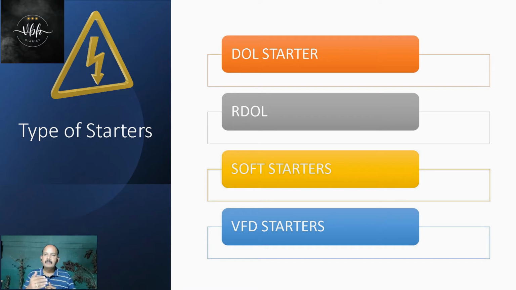The next one is the soft starter. Using soft starters, we can reduce the starting current of the motor to 3 times the rated current or less. And the fourth one is the VFD starter, where here also during starting it will take a minimum of 3 times, or less than 3 times, the full load current.